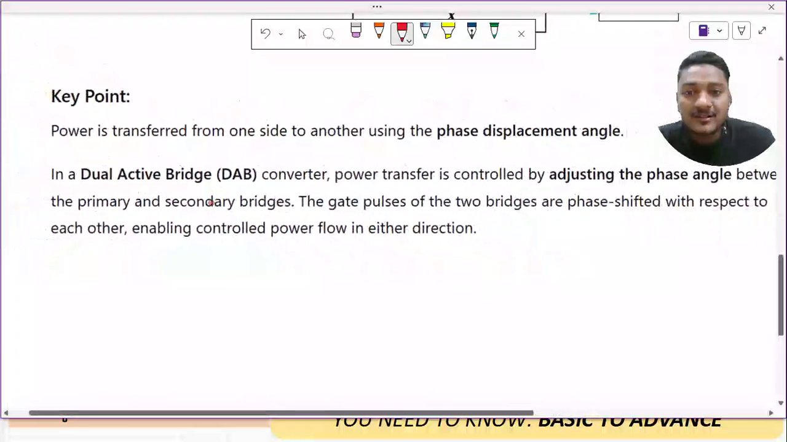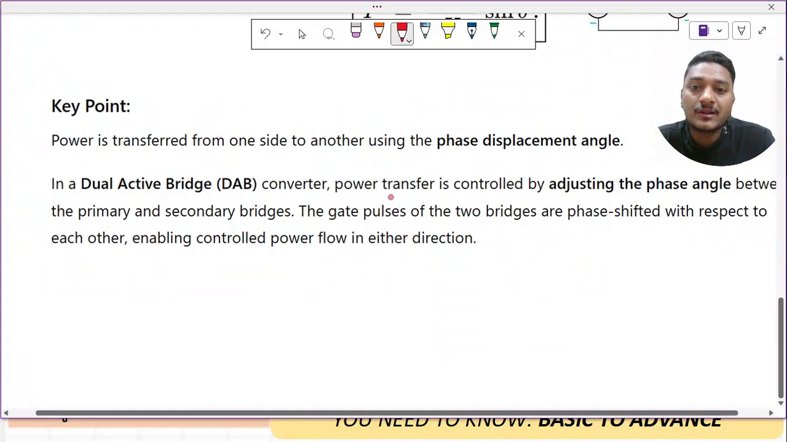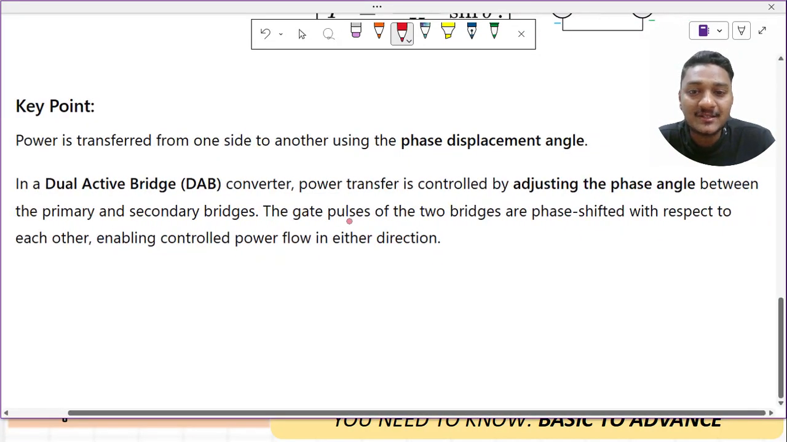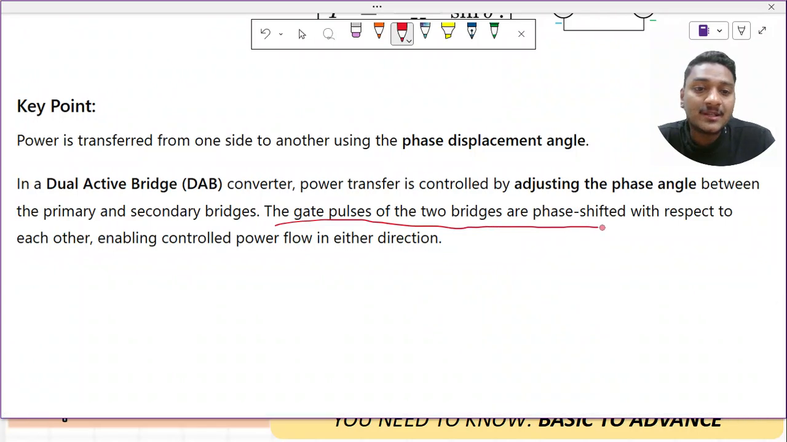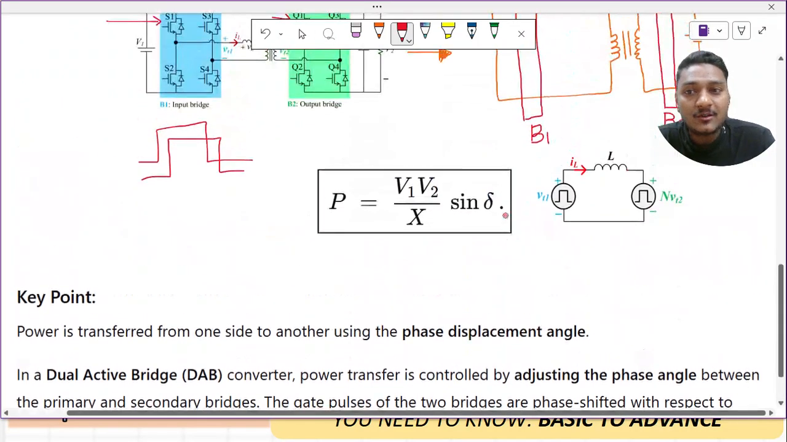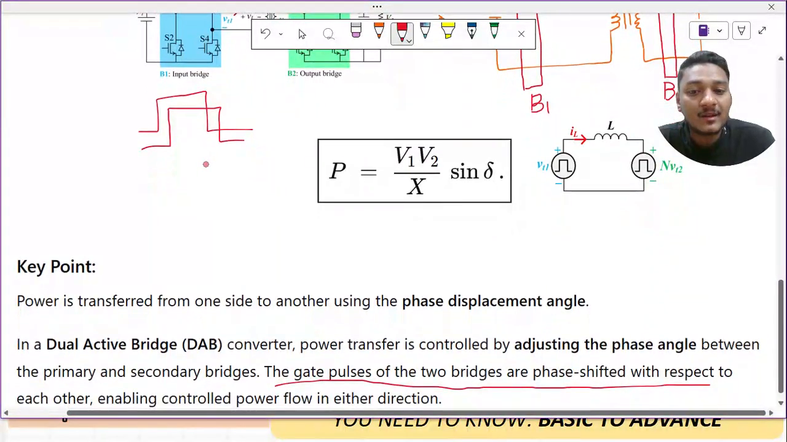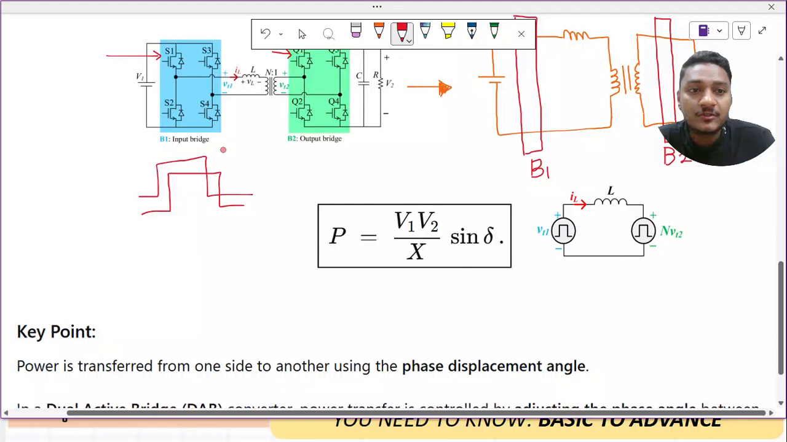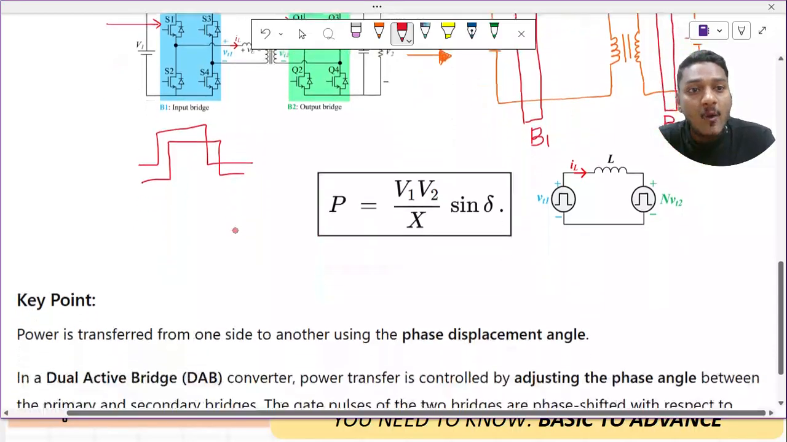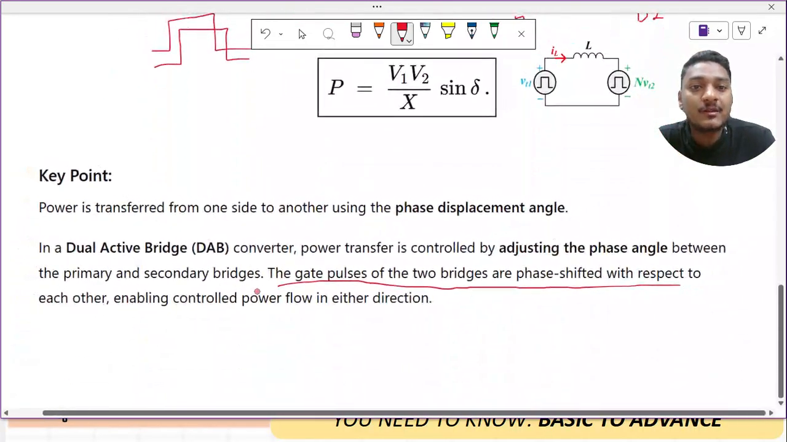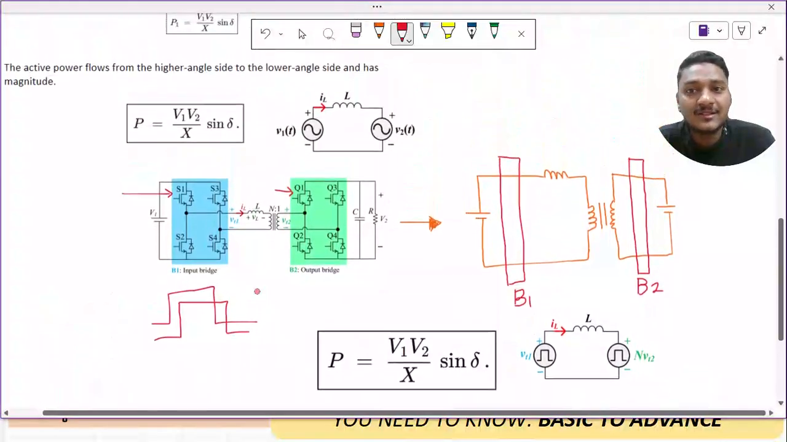The same line is written down here. In a dual active bridge converter, power transfer is controlled by adjusting the phase angle between the primary and secondary bridges. The gate pulses of the two bridges are phase shifted with respect to each other, enabling control of power flow in either direction. This is how we will shift the gate pulses of the two bridges with respect to each other, and this will govern the principle of power transfer. How exactly we are going to prove this statement, we will see in the next class.